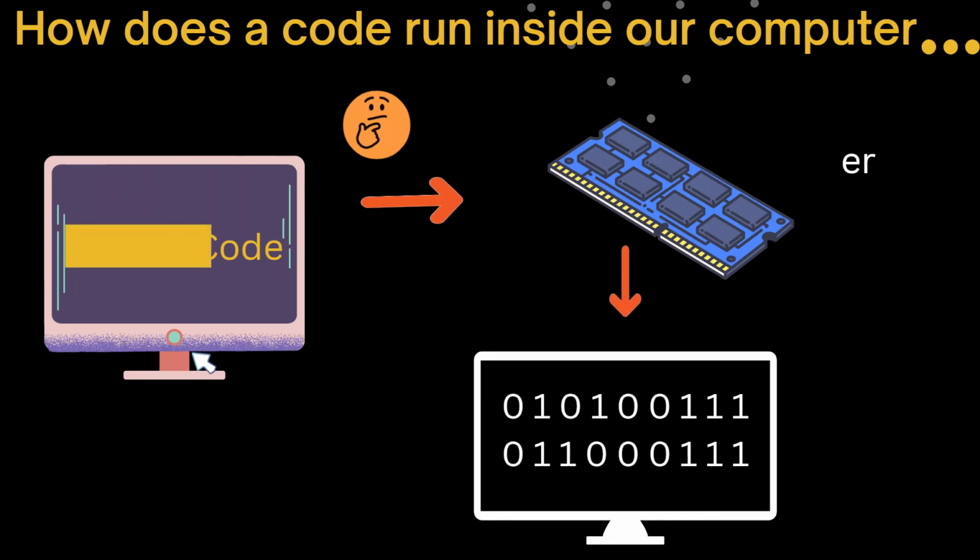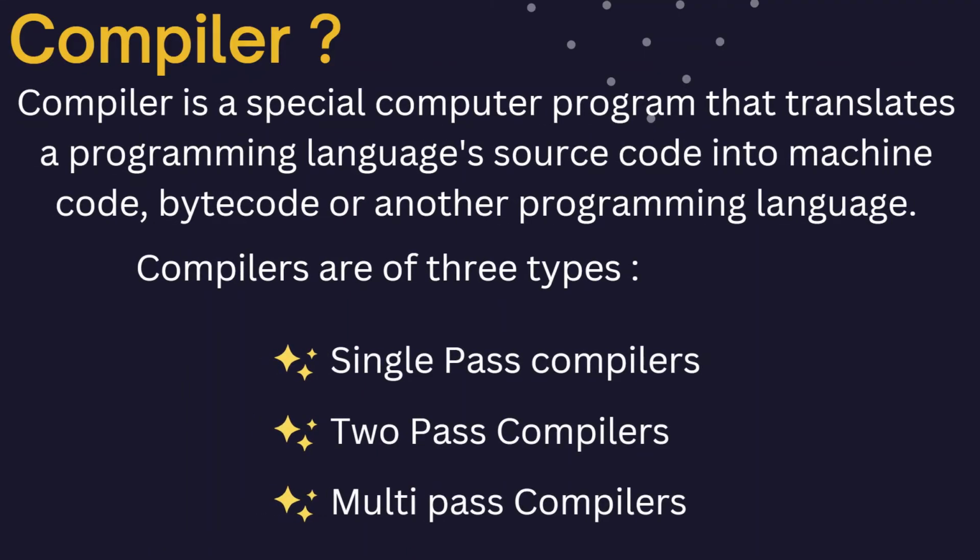Next, we have the compiler. A compiler is a special computer program that translates a programming language or source code into machine code. Now, compilers are of three types. Single pass compilers pass through each compilation unit exactly once. Two pass compilers pass through the source code multiple times, and multi-pass compilers are used when we want to design a compiler for different programming languages on the same machine. We don't need to know about them for this course.